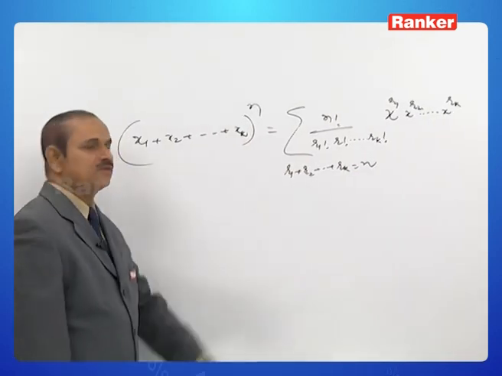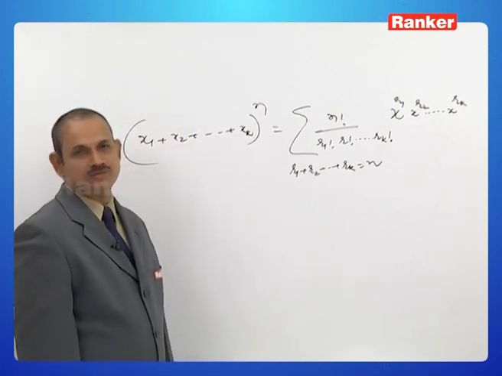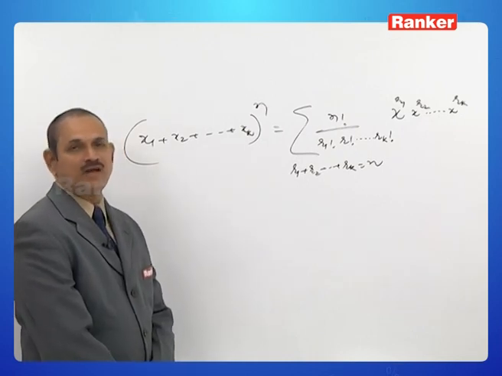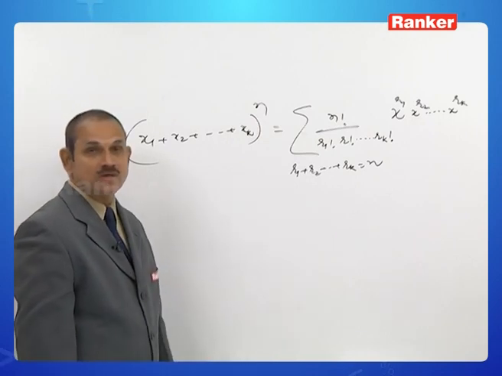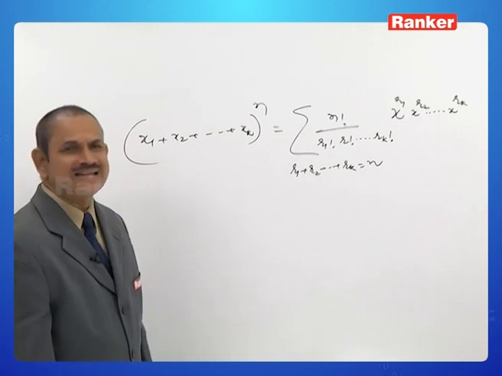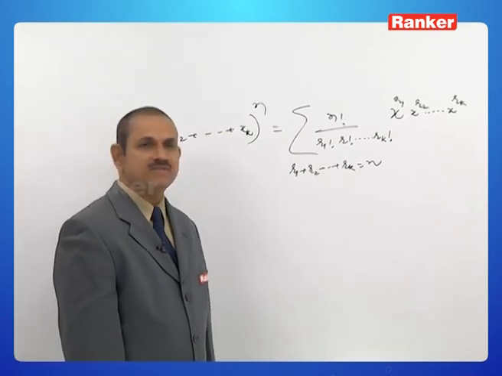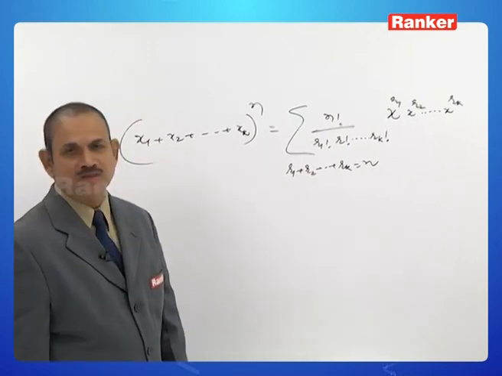This is the way in which we expand the multinomial expansion. (a + b)^n is the binomial expansion, (a + b + c)^n is the trinomial expansion, and this is of course the multinomial expansion. We shall see it as and when it is required, if the need of the question demands, then we shall think of it. This is about the multinomial theorem.